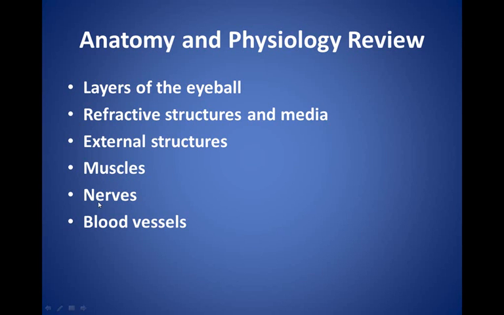The nerves, you have cranial nerve 2, which is your optic nerve. You also have the oculomotor, which is cranial nerve 3, cranial nerve 4, the trochlear, and cranial nerve 6, the abducens. Those are all involved in eye movement. And the blood vessels in the eye, which is your ophthalmic artery.